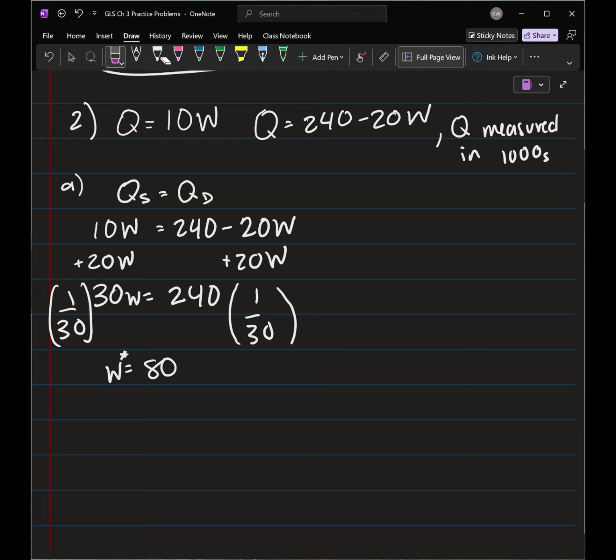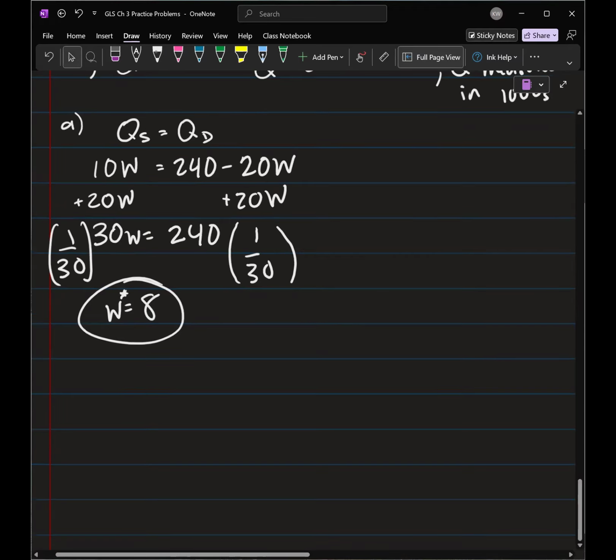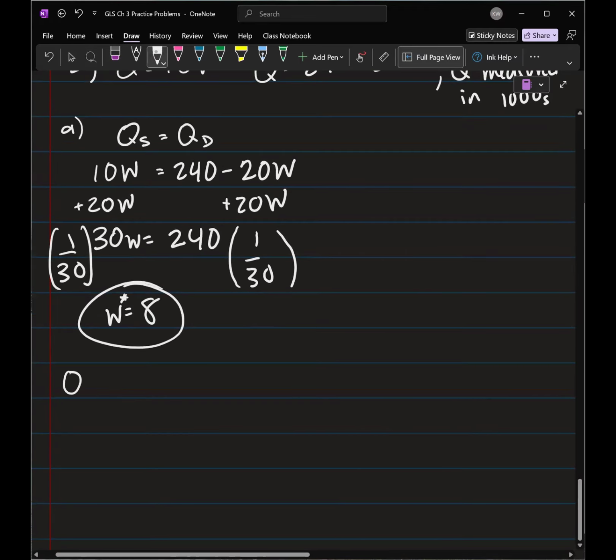Excuse me, not $80, $8. I knew that sounded wrong. Okay, $8. At that equilibrium wage, we want to check that we have the right one. So we want to see what is quantity supplied. That is going to be equal to 10 times 8, which is going to be 80.